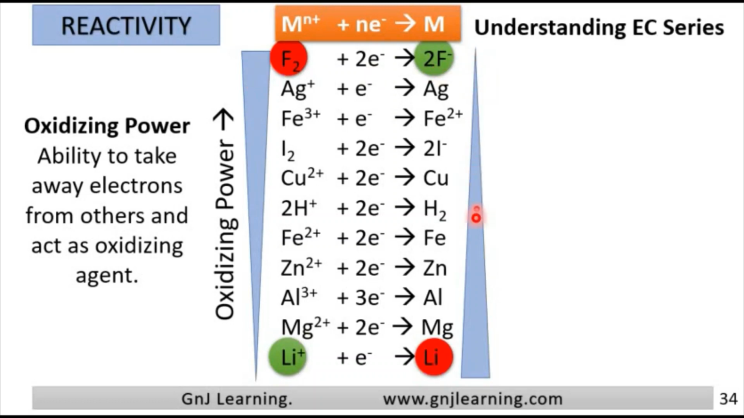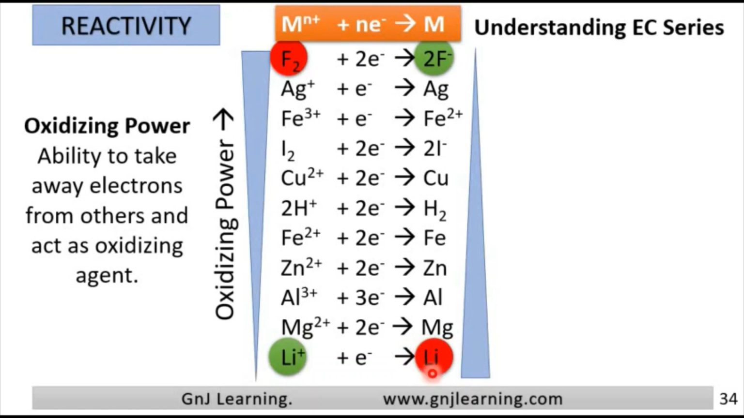So the reactivity increases. What is lithium doing by reacting? It gives away electrons so that other species can reduce. So lithium is actually a reducing agent. It helps others to reduce by giving its electron. So the best reducing agent will be the most reactive one.